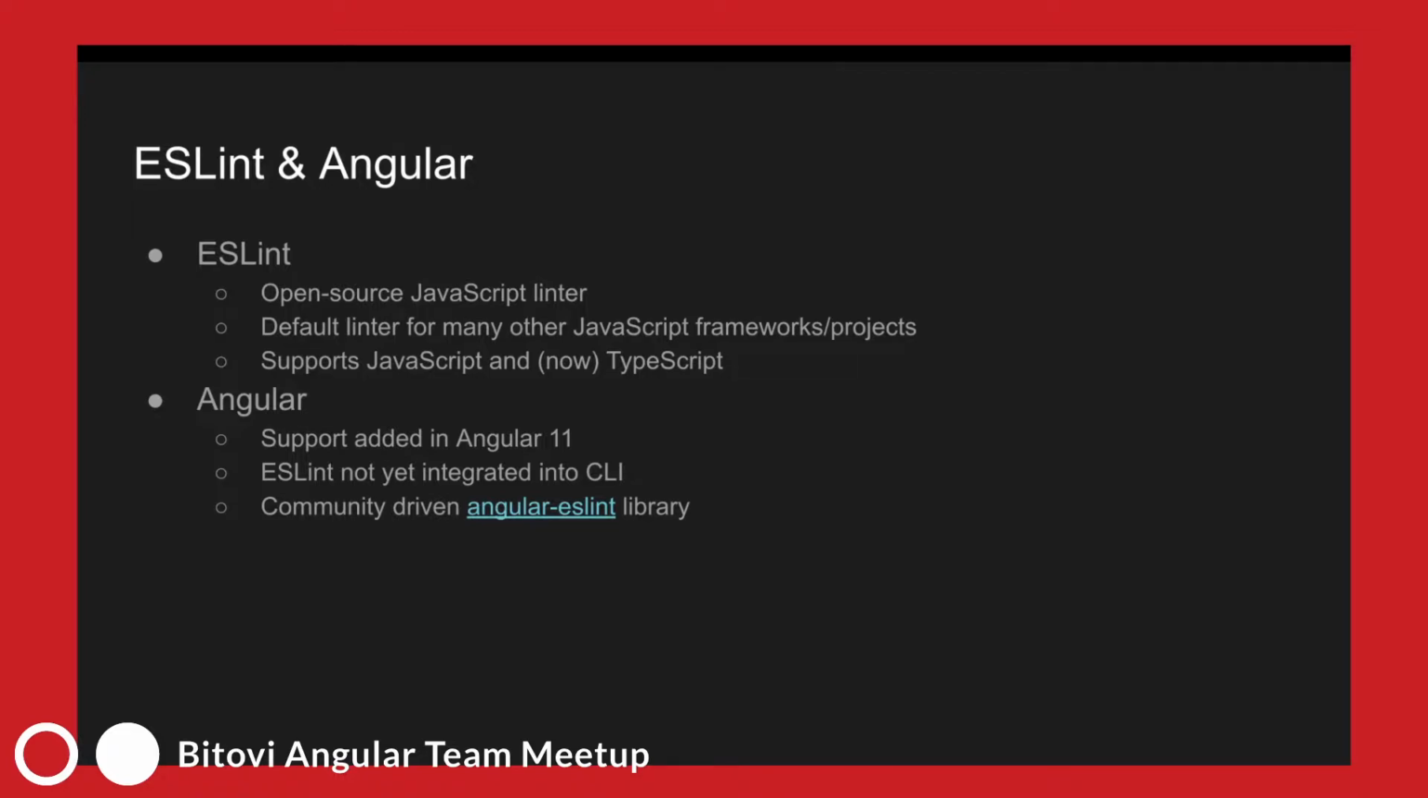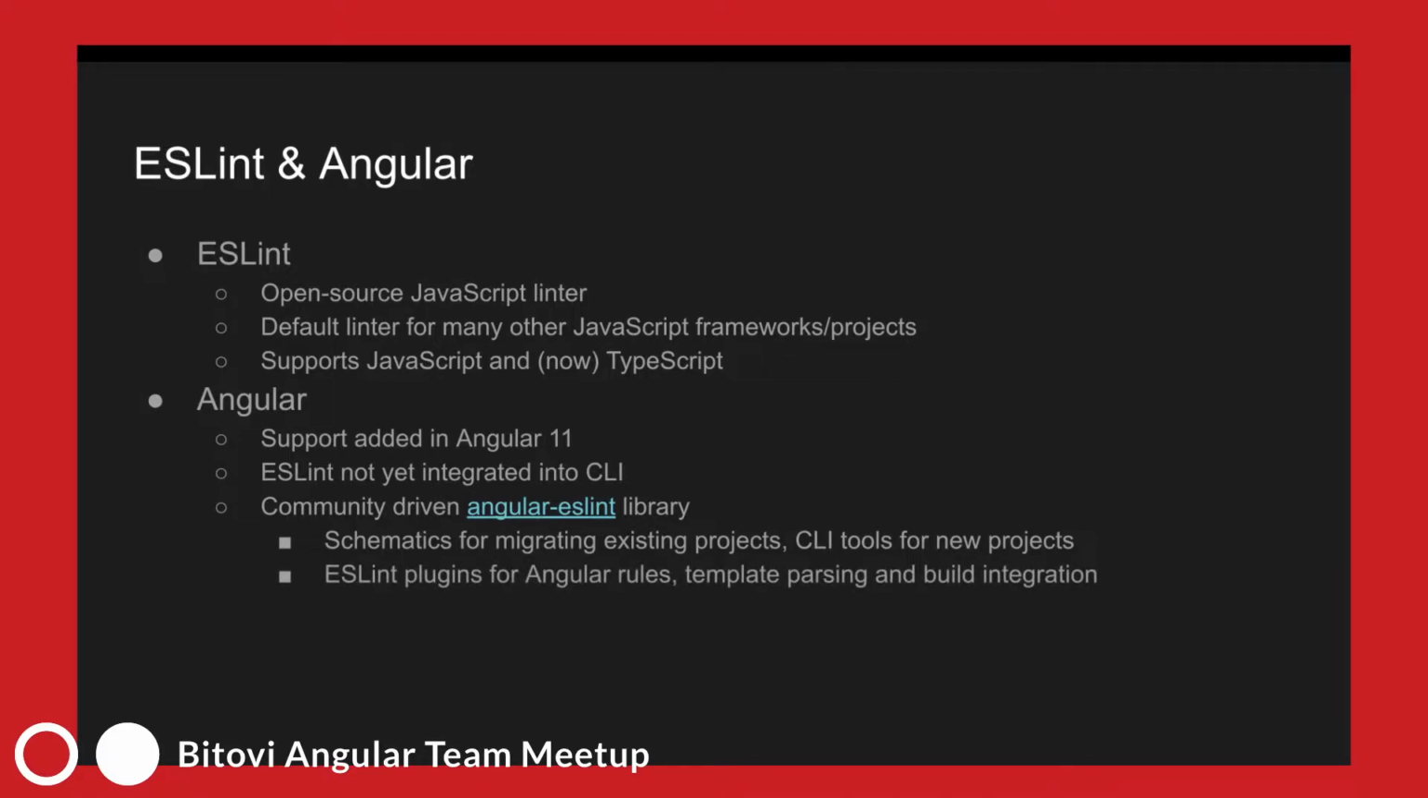And in lieu of that being integrated into the CLI, the Angular team is pushing developers towards a community-driven schematics library called Angular Eslint. And that's how we're going to do all of our migration magic today. This is a really cool little project. It has a lot of different schematics for migrating existing projects, and CLI tools for adding Eslint to new projects. This really does take a lot of the headaches of this change off of your plate.